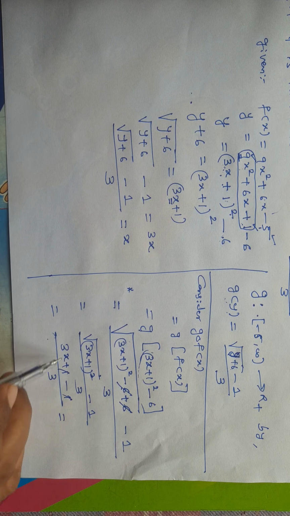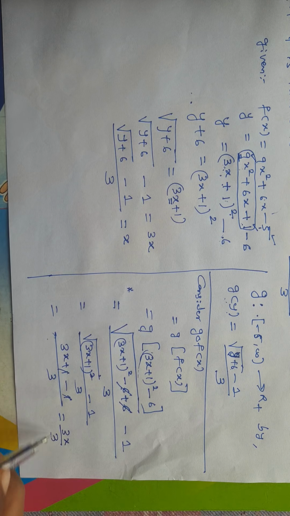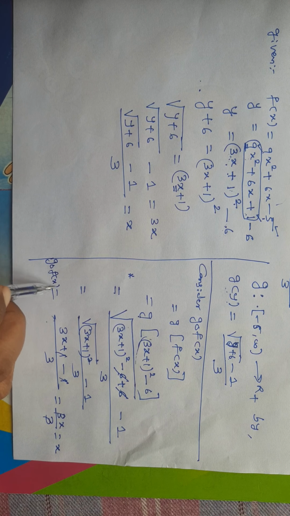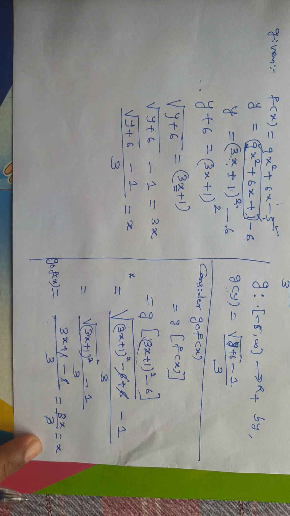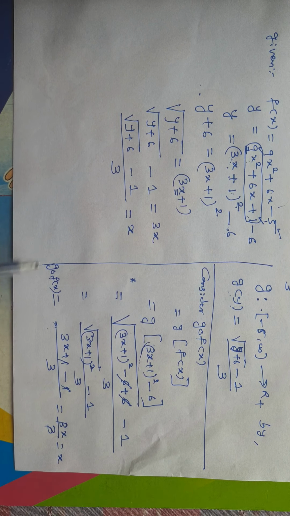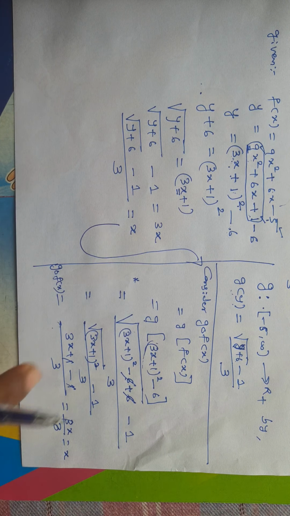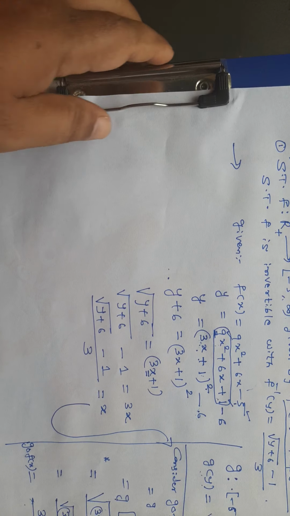So plus 1 minus 1 cancels. I will get 3x divided by 3. So then 3 cancels. I get x. So we have proved here g of f of x is equal to x. So this is the continued step here. So now g of f of x we have proved. So what is the other composition here? So I can write this here.